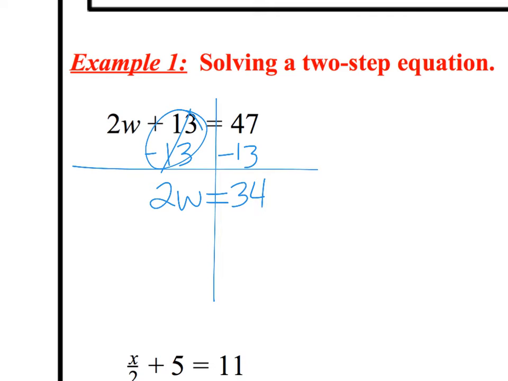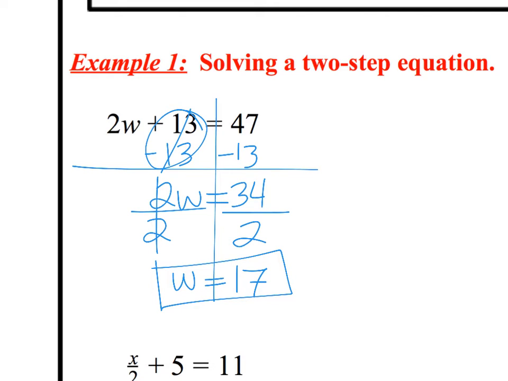34. Now we talked about when you see a number right next to a variable, that's multiplication. So we have to do the inverse, which is? Divide. Yep. Divide by 2 on both sides. Make it fair. 2 divided by 2 is 1, which is why we get to cross it out. And then we do 34 divided by 2, which is 17.